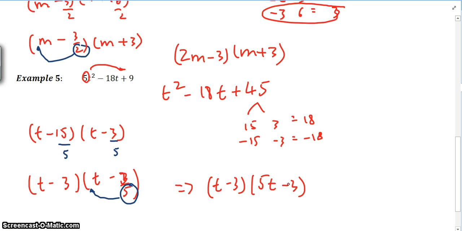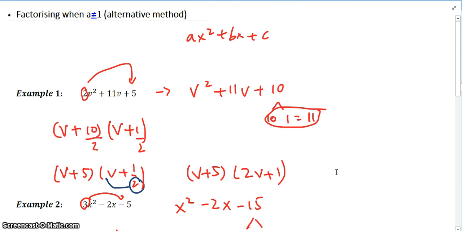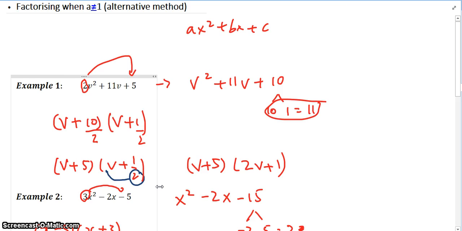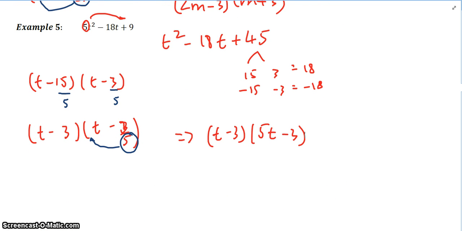All these answers are exactly the same as the grouping videos, except you can see here I've done it in probably half the time that I took with the grouping method. However, it is useful to know both methods. So next we're going to have a look at the null factor law and how to solve for x in that case.